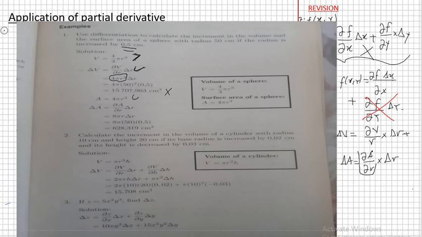So this part tells you that you have to derive the surface area with respect to the radius. So when you derive, you get this expression here, and then at this stage you can just substitute. So you have the change in r, which is given, and then you have the radius.